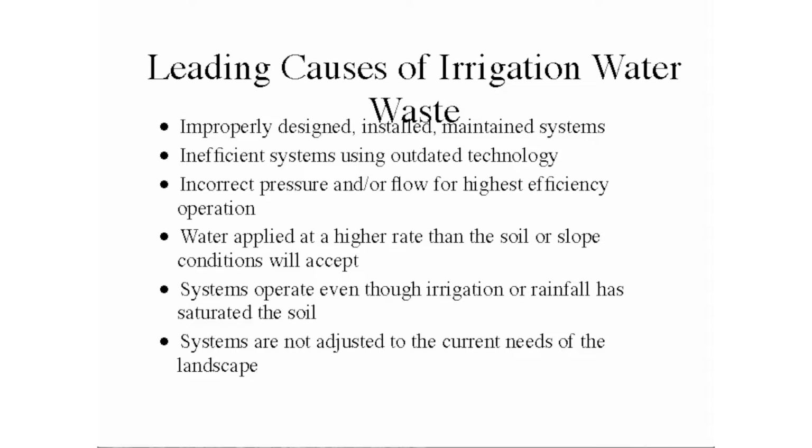So the leading causes of wasted water in irrigation are an improperly designed, installed, or maintained system. Most of the time our systems aren't maintained. Inefficient systems with outdated technologies. So I'm going to be talking about the newer technologies today. Incorrect pressure, we had that question over here. Incorrect pressure or flow, things like water applied faster than the soil can absorb it.